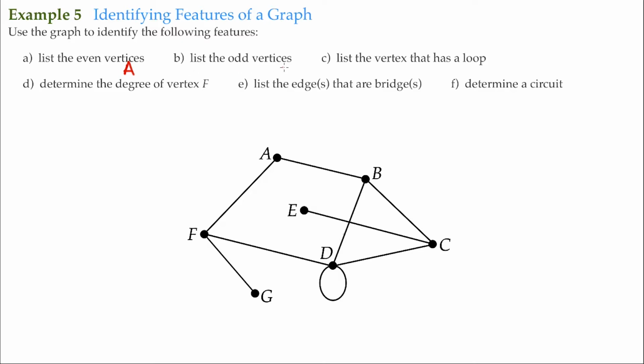B says list the odd vertices. Well, if A is the only even one, then all the other ones are odd. So that's B, C, D, E, F, and G. C says list the vertex that has a loop. D is the one that has the loop. Again, a loop is an edge that begins and ends at the same vertex.